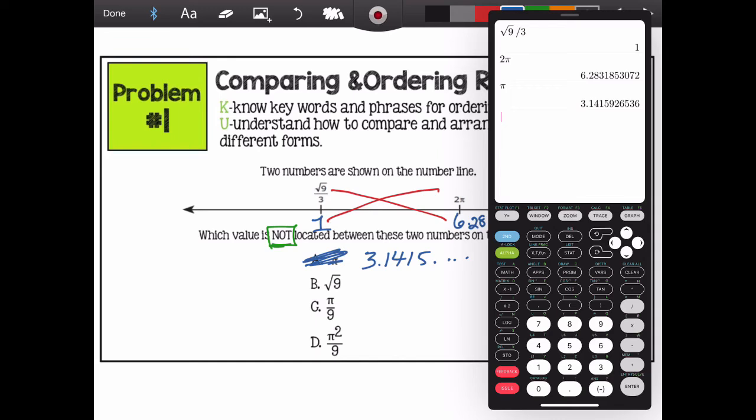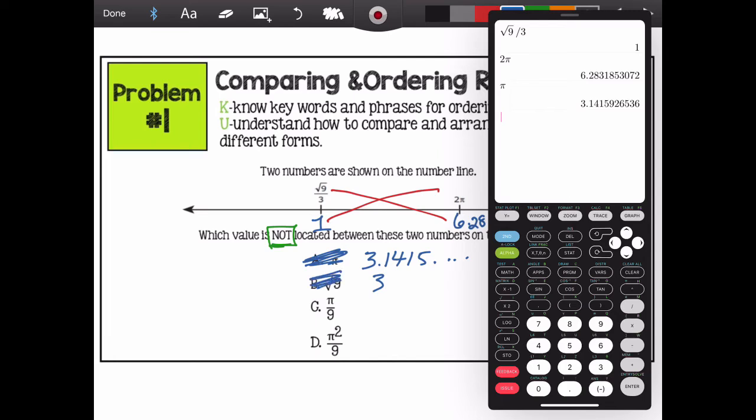The square root of 9, again, you should know that. That's a perfect square. That one's going to be 3. And again, I'm looking for a number less than 1 or greater than 6 and 28/100ths. 3 falls between this red X, and again, that's not what I want. So option B is out.